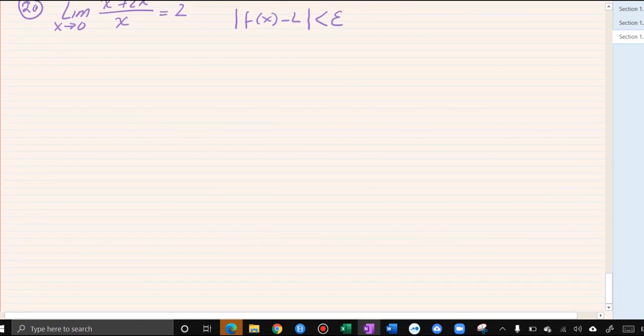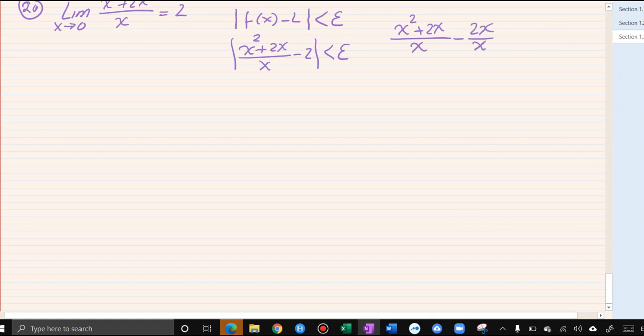Okay. Now, let's simplify this one. x squared plus 2x divided by x, minus the limit, is going to be less than epsilon. Now, let's do that part on the side. x squared plus 2x divided by x, negative 2x over x. Remember, I need to get the LCD here, which gives me x squared plus 2x minus 2x. The 2x is cancelled. This reduces to x squared over x, or simply x. Ooh. So it looks bad, but it's not really as bad as it looks, huh? So this becomes absolute value of x is less than epsilon.